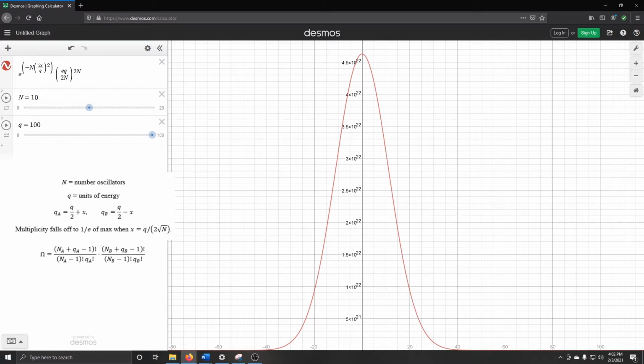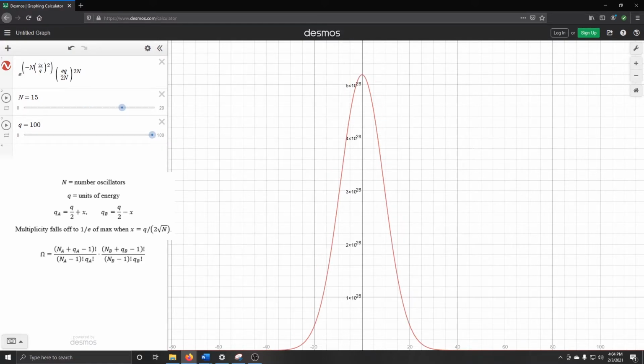The first thing to note is that our multiplicity has gone up by an enormous factor, from about 10 to the 16 to about 10 to the 22. This is as expected because there are many, many more ways of rearranging 100 units of energy than there are of rearranging 50 units of energy. The other thing to note is that the width of our graph has also doubled because the width of our graph scales directly with Q.